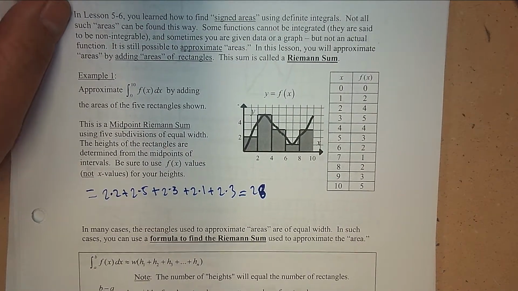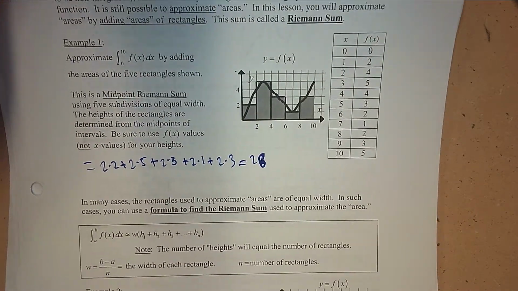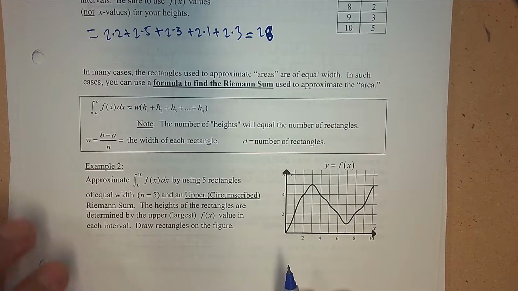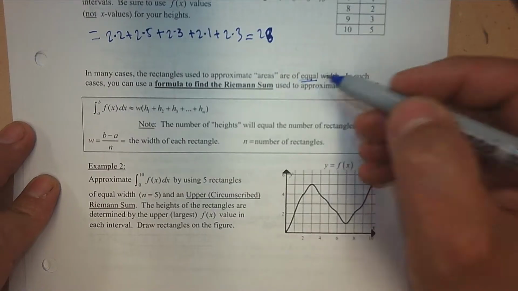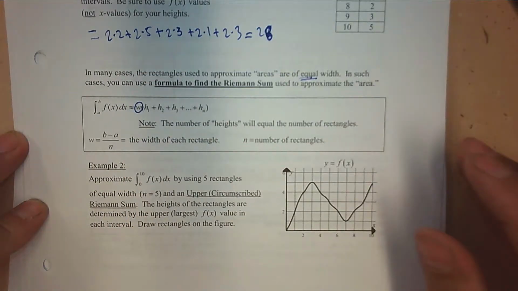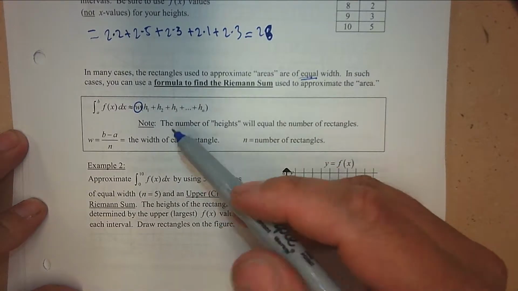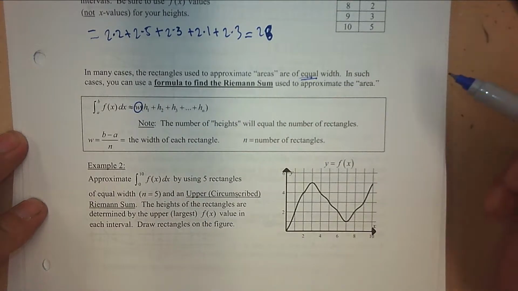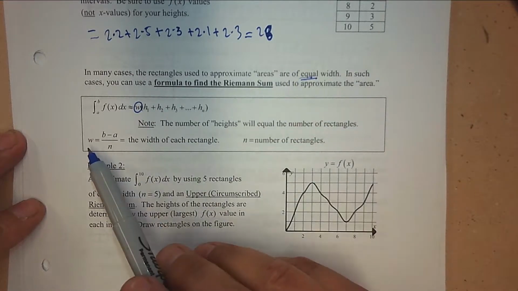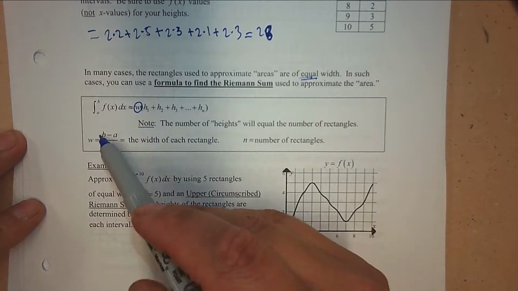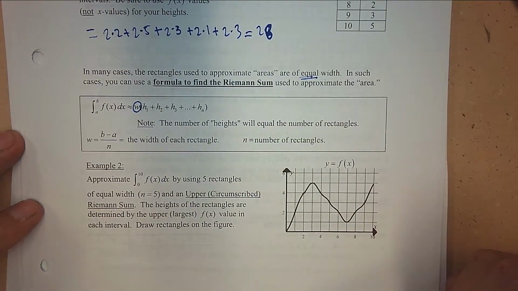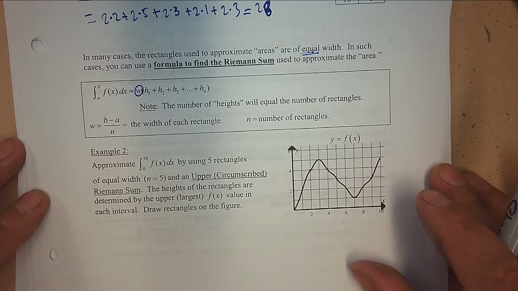All right. In many cases, the rectangles used to approximate areas are of equal width. In such cases, you can use a formula to find the Riemann sum used to approximate the area. But the key is they have to all have the same width. If they all have the same width, you can factor out the width in front. That means all you have to do is add all the heights and multiply by the width. Notice the number of heights will equal the number of rectangles. And to find the width of each one, you take the upper bound, subtract the lower bound, and divide by how many rectangles you have. That's simple. So let's see if we can do that.